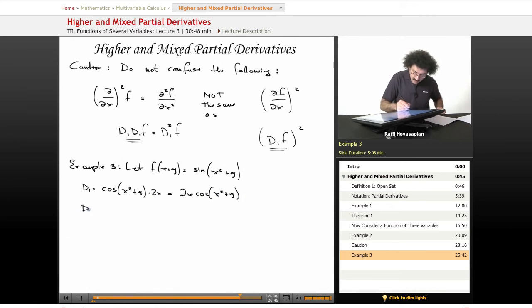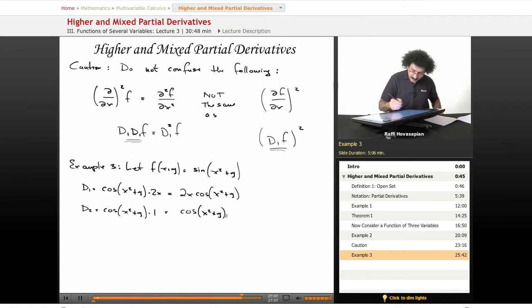Okay, so d2 equals the cosine of x squared plus y times 1, which equals cosine of x squared plus y, because it's the derivative of the inside, right? Chain rule.